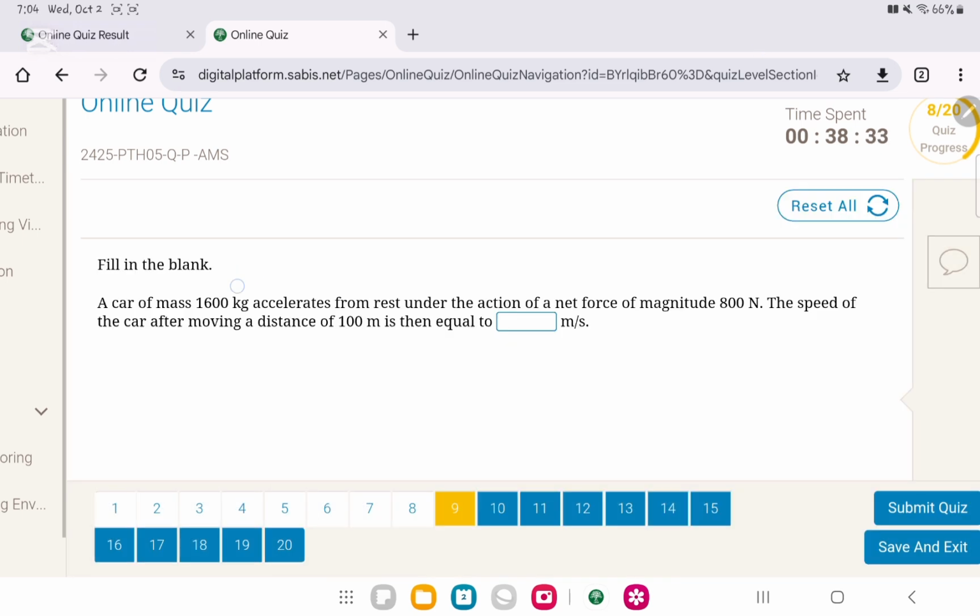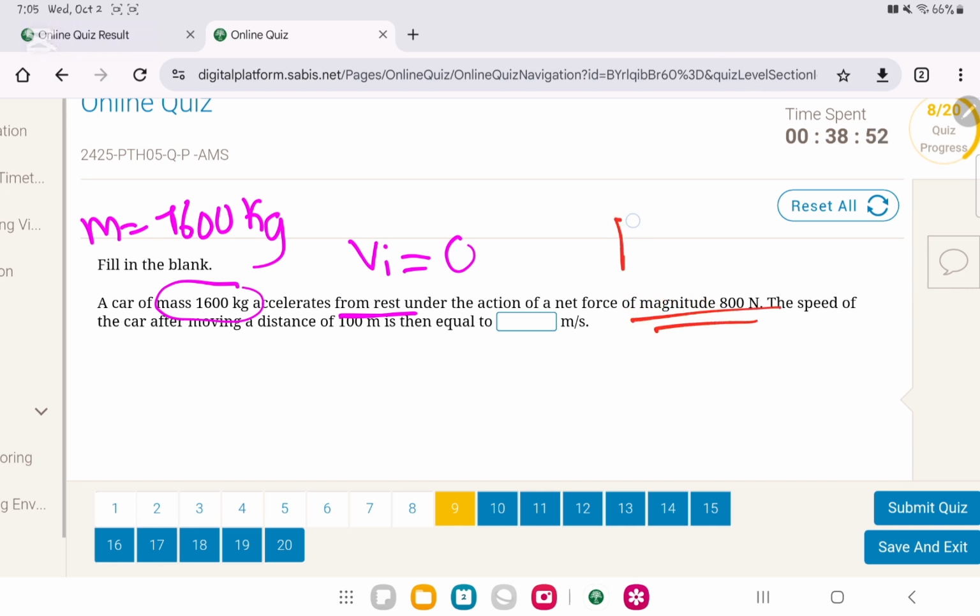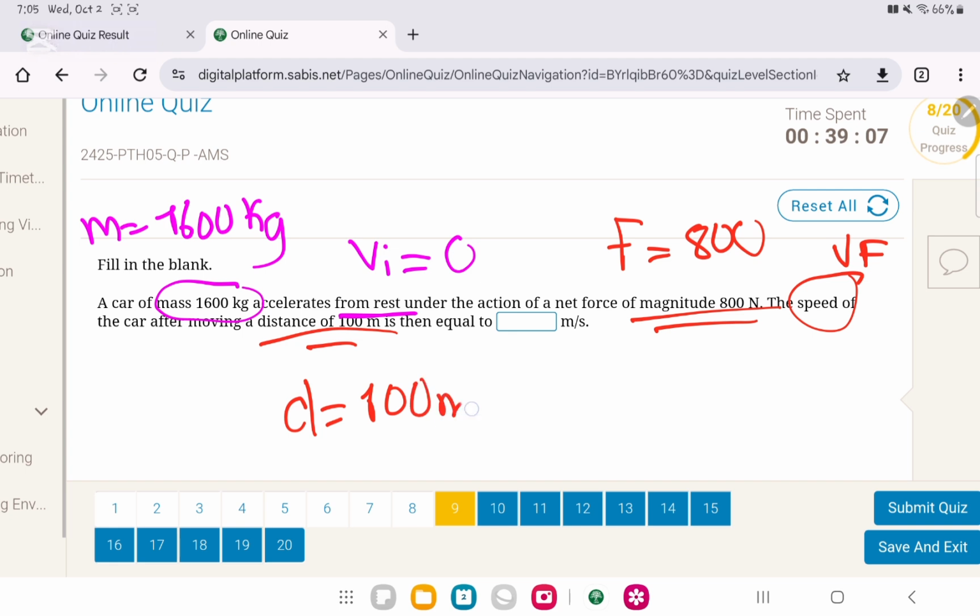Question number 9. A car of mass 1600 kg, very important, this is our mass, accelerates from rest, that means our velocity initial was 0, under a net force of magnitude 800 newtons. We have the force equal to 800. We need to find the speed of the car, v final, after moving a distance of 100 meters.